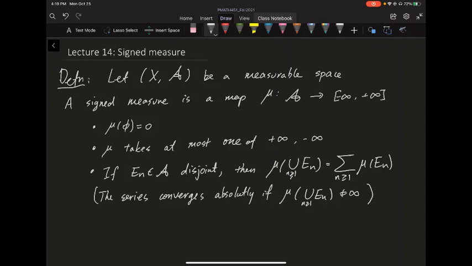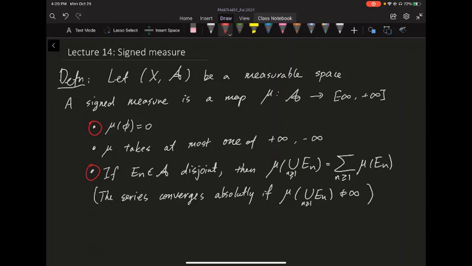Here I want it to preserve all the nice properties of a measure. In particular, I want the measure of the empty set to still be zero. And also I want, if I have some disjoint union, then the signed measure of their disjoint union is the sum of their measures. Because I'm allowing mu of these E to take negative values, I have to make sure the sum is converging in the absolute sense. So every convergence is an absolute convergence.